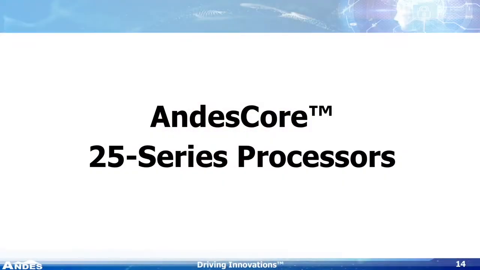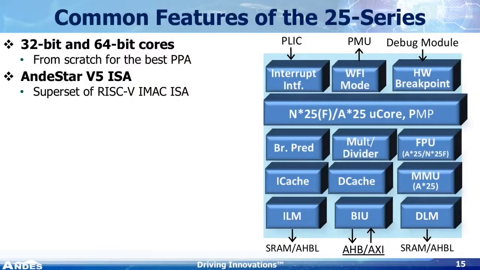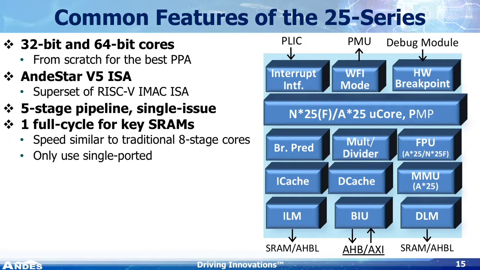Okay, so the AndesCore 25 series processor, or V5, is based on the V5 ISA. So V is for 5, V5 is 25, so that's how we get the 25 series. The common features, we're going to talk about that first, including the 32-bit and 64-bit versions, and it starts from scratch to get the best PPA. We didn't take it from open source from anywhere to start it, because we have designed processors for many years. So we know how to do it in the best way.